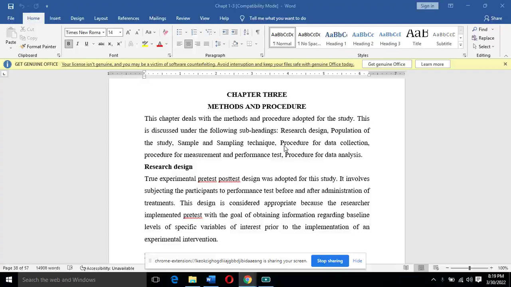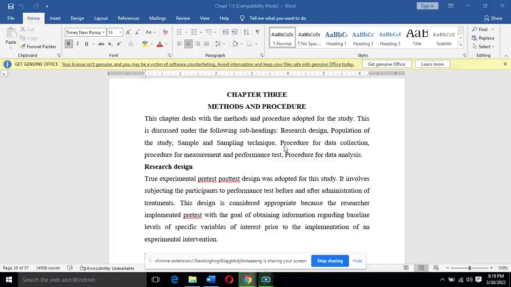Today's class, we'll look at chapter 3 of your project proposal. In some disciplines, they call it research methodology. In some departments, they call it just ordinary methodology. And in some places, they call it methods and procedure. Whichever one you adopt in your department is appropriate.